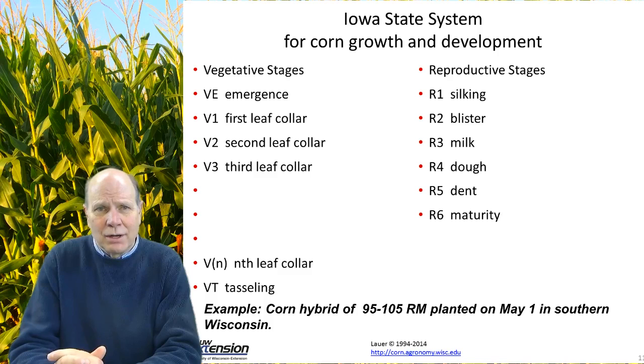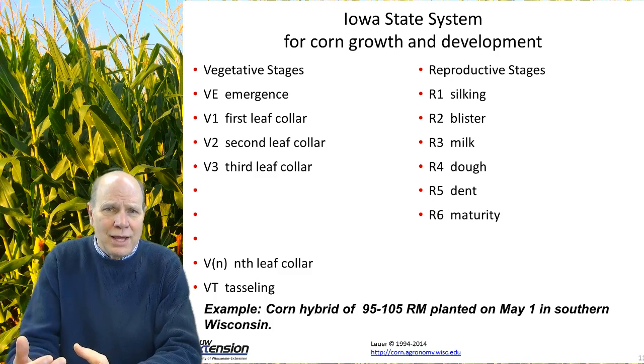And this can continue on all the way up to about V15 for hybrids in the northern part of the state, and V23 or so, or 21 for hybrids in the southern part of the state. That's typically how many leaves a corn plant will produce. The last vegetative stage is a tasseling stage, or VT, and then about 2 days later, the plant transitions into the reproductive stages. And that is basically a 60-day period divided into about 10-day increments, going from R1 to R6, and they are silking, blister, milk, dough, dent, and maturity.